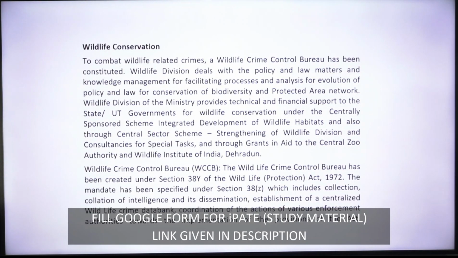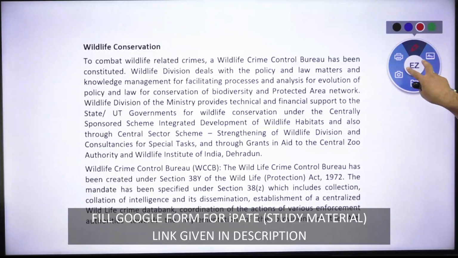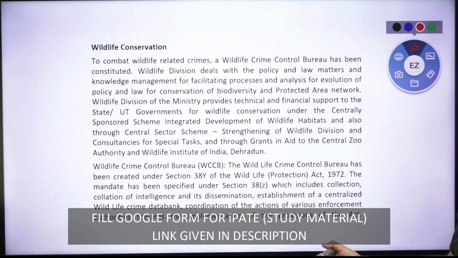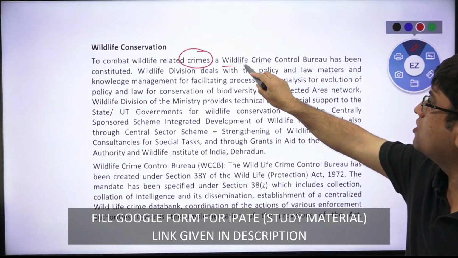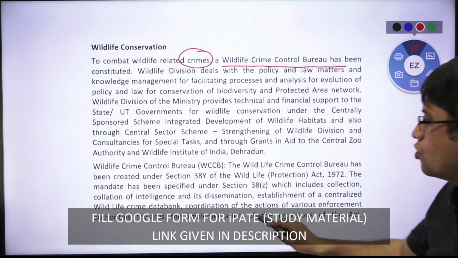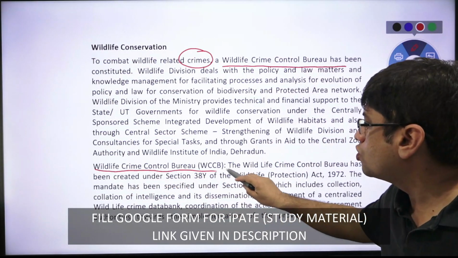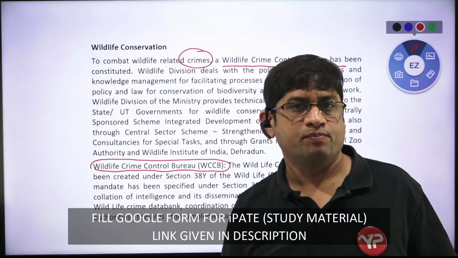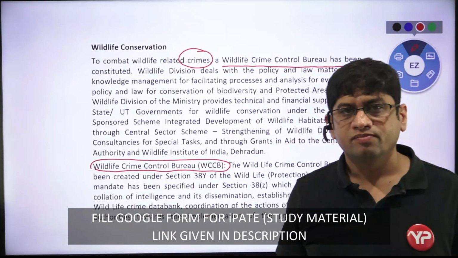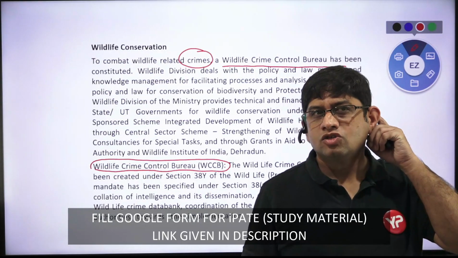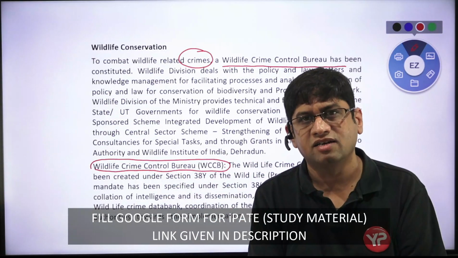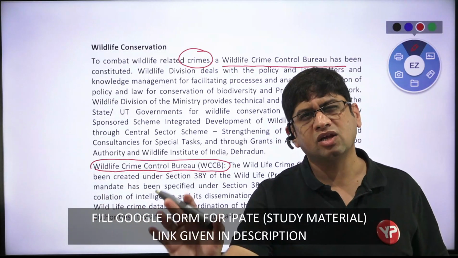What do we understand by wildlife conservation? You know, wildlife means life in the forest, etc. So if there is some crime-related issue, then there is a body, the Wildlife Crime Control Bureau. You have to remember the name Wildlife Crime Control Bureau. Like you know the CBI, that is the Central Bureau of Investigation. So a bureau means a body created under some ministry or department for a particular purpose.